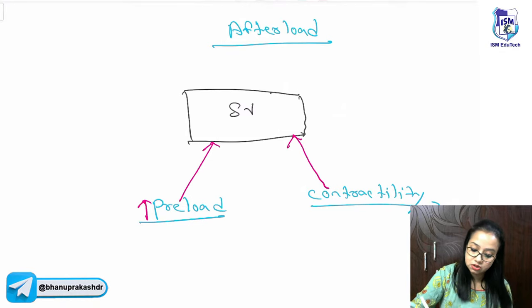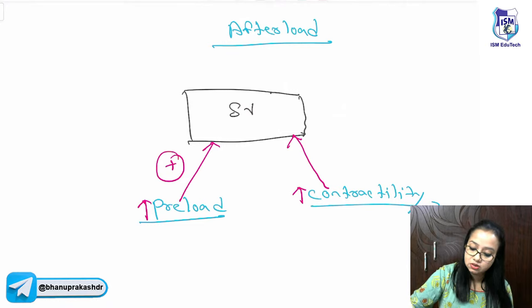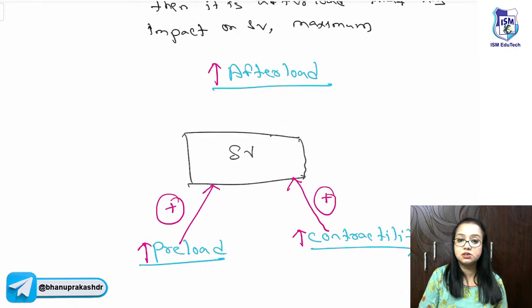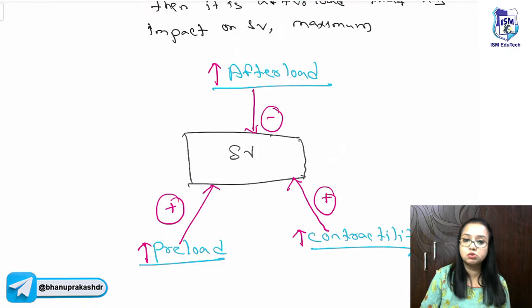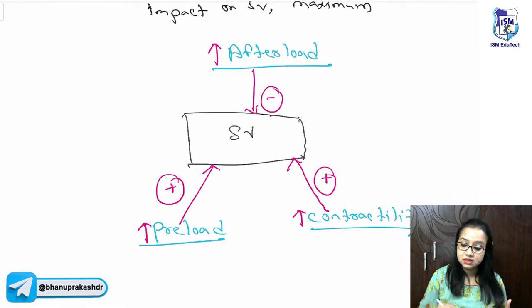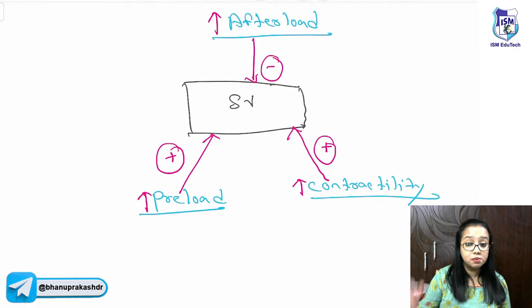So increase in the preload, what will it do? It will increase the stroke volume. Increase in the contractility, what will it do? It will increase the stroke volume. Okay. But increase in the afterload, what will it do? It will directly decrease the stroke volume. Suppose the venous return has increased, the force of contraction has increased, yet there is a resistance, there is a constriction in any of the blood vessels in the periphery, then also the stroke volume will decrease. So even if preload is more and contractility has increased, but the afterload has increased, then the total outcome will be decrease in the stroke volume.